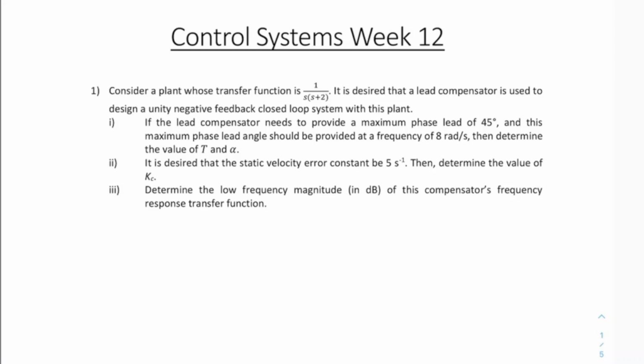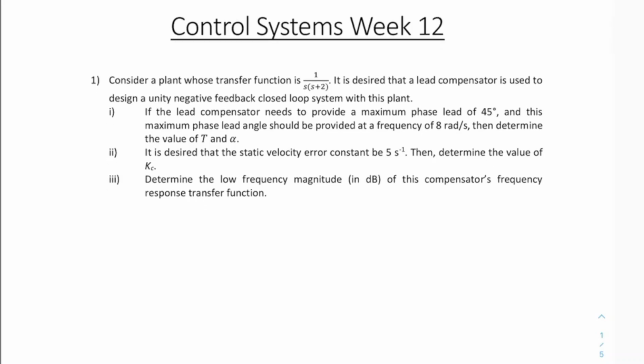Okay, greetings. Welcome everyone. This is week 12, and today we'll be discussing lead compensators. So, we have a couple of questions on them, which we'll discuss, and then this will be the final week for this tutorial session.